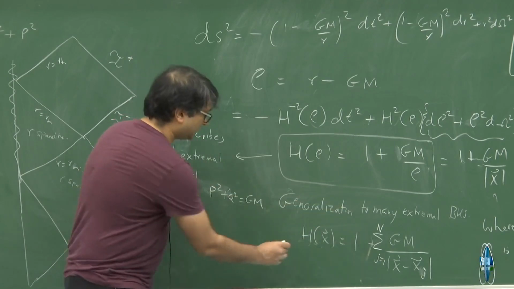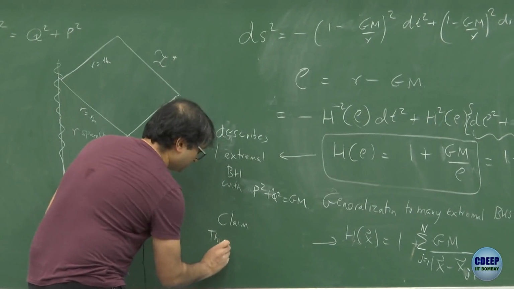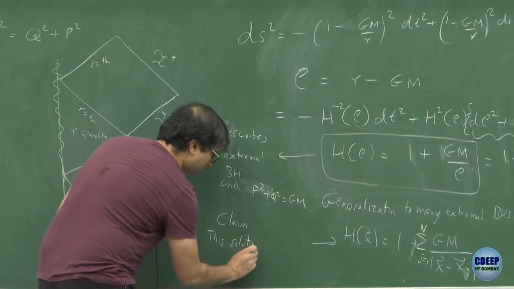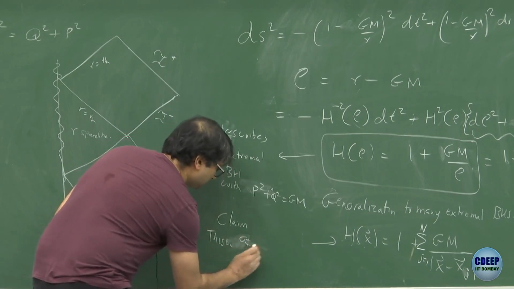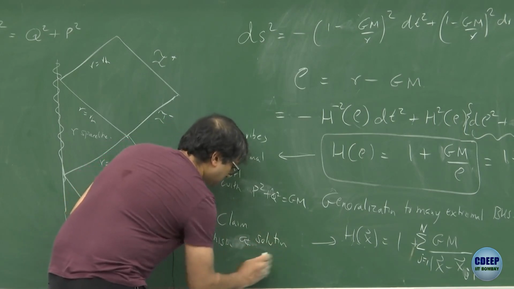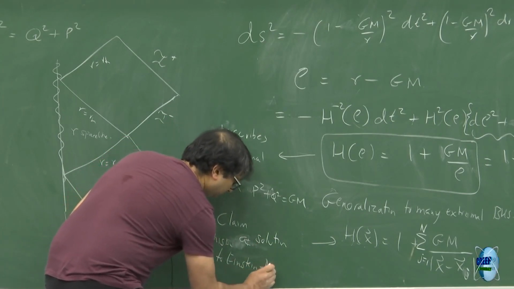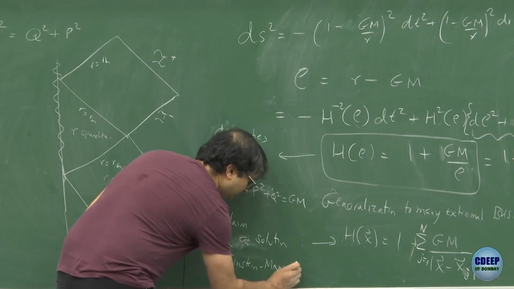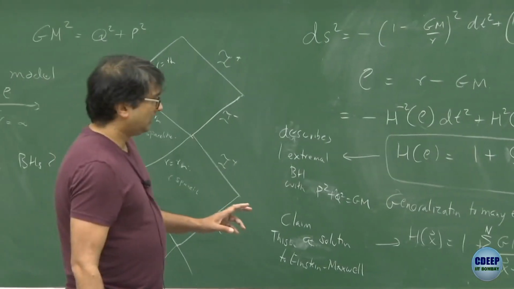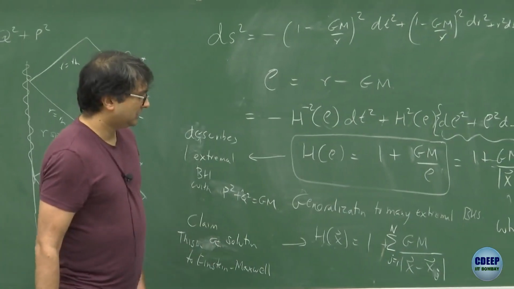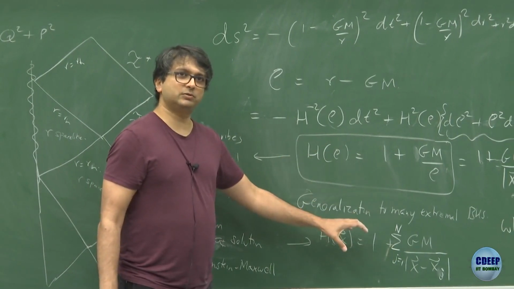This is a solution to the Einstein-Maxwell equations. That is the claim. You can see the proof in Carroll. It's not very complicated. And so this is rather remarkable: you have an exact solution to Einstein's equations.